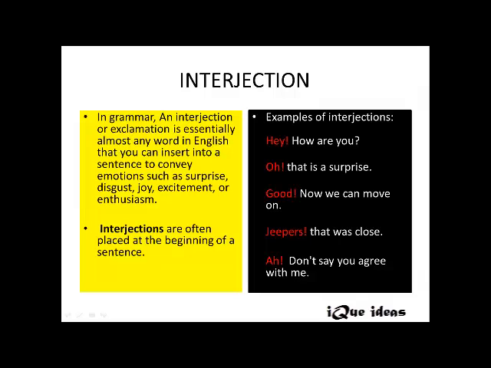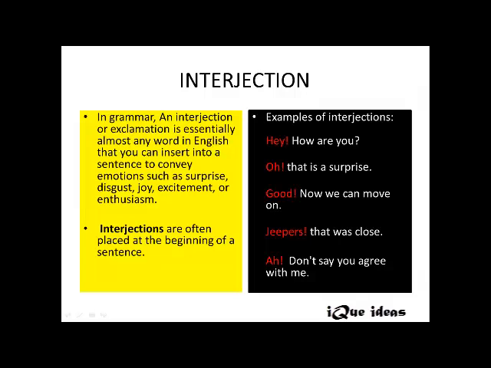We have finished the preposition in pick. Now we are moving on to interjection. Observe the pronunciation. It is jection, not junction. In grammar, an interjection or exclamation is essentially almost any word in English that you can insert into a sentence to convey emotions such as surprise, disgust, joy, excitement, or enthusiasm. Mark this, interjections are often placed at the beginning of a sentence. Sometimes they do come at the end of a sentence.